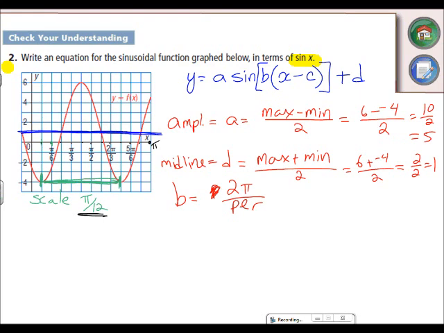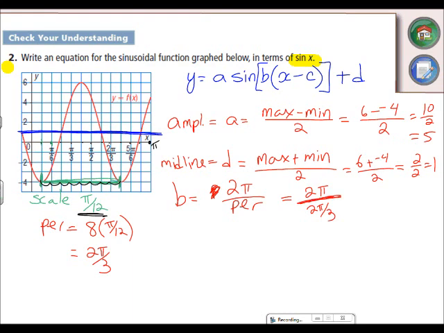Now we just count our tick marks. 1, 2, 3, 4, 5, 6, 7, 8. My period is equal to 8 of the pi over 12 tick marks. Take that to the lowest terms fraction. We'll divide each of them by 4. We get 2 pi over 3. So our b value is 2 pi divided by that period of 2 pi over 3.